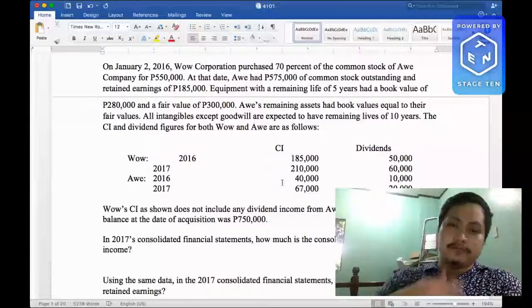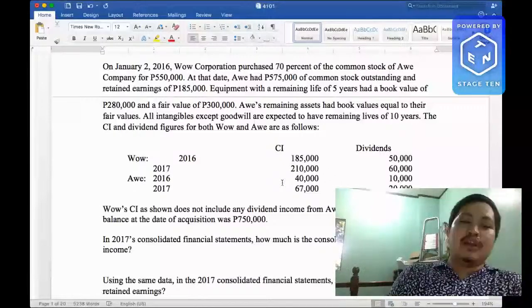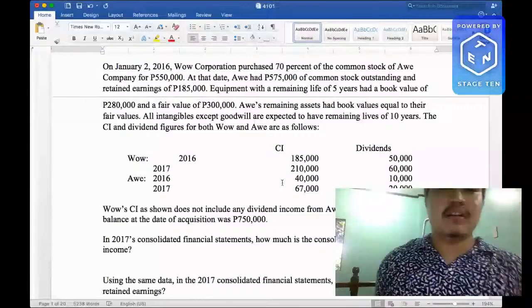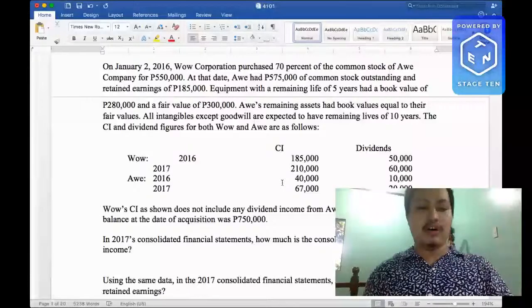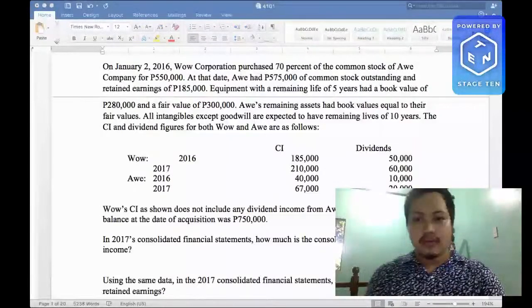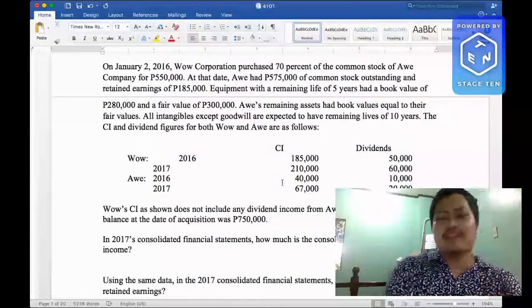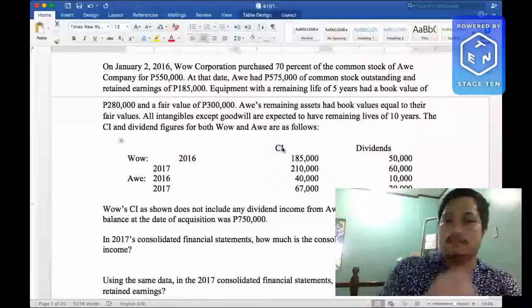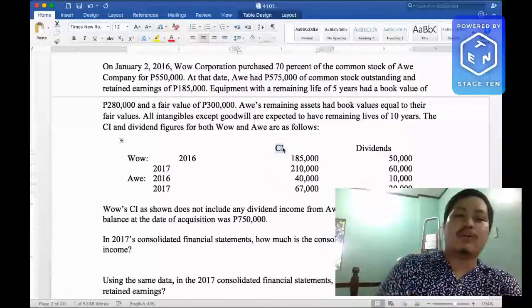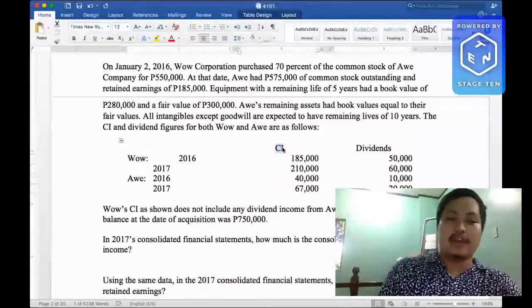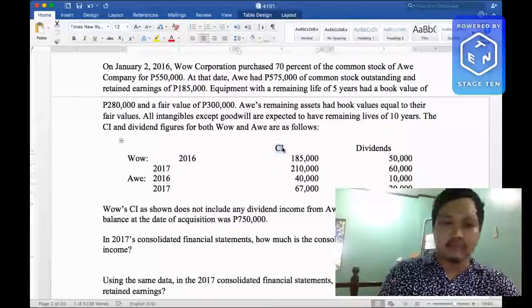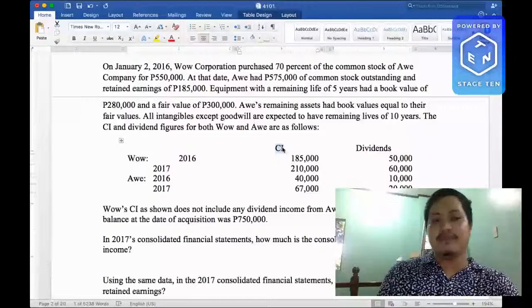Okay. Now, let's compute for the consolidated income. This problem asks for 2017. Let's start with 2016 class. Okay, take note that WOW is our parent while O is our subsidiary. So for 2016 class, CI here stands for comprehensive income. The comprehensive income class of the parent in 2016 is 185,000. Okay, while the comprehensive income of the subsidiary is 40,000.